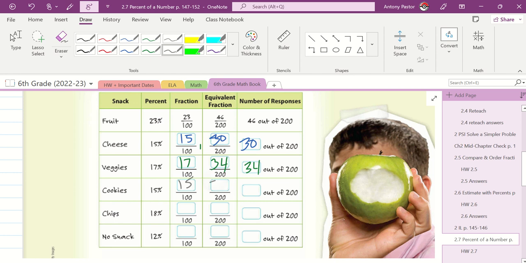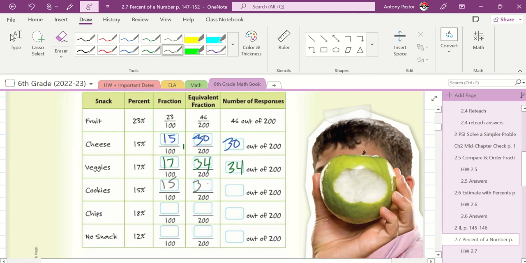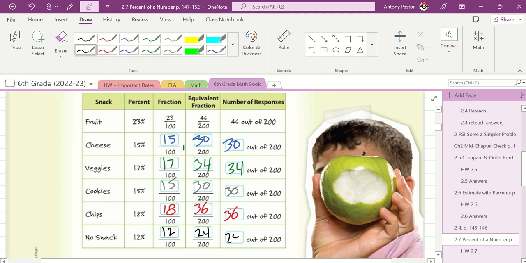15% again, so 30 again. 30 students once more. And chips was 18%, so 18 out of 100 students chose it. But because 200 students did, we double it, which would make this 36. And last but not least, 12 out of 100, 12%, which means 24 students picked it.